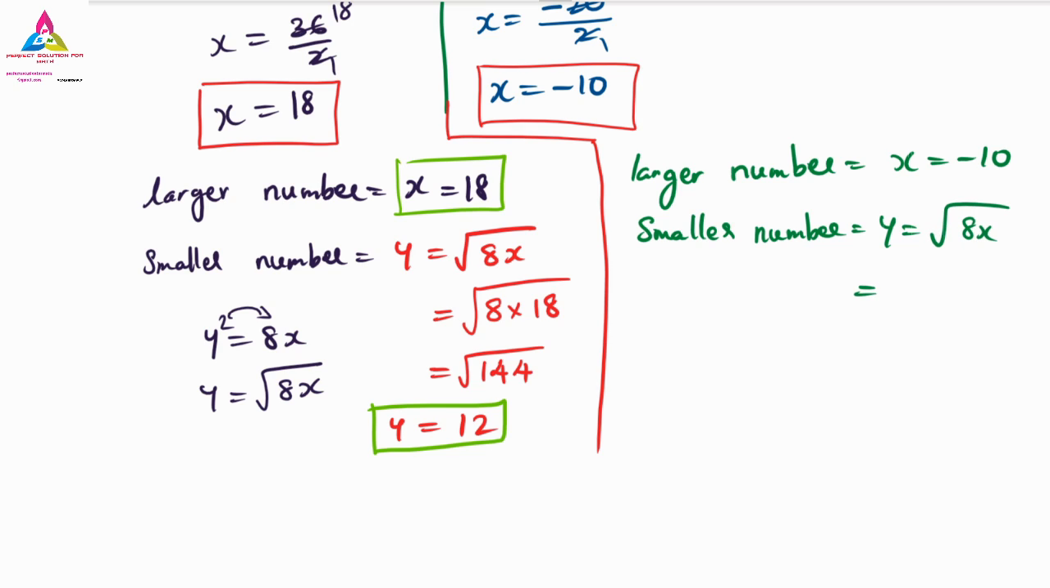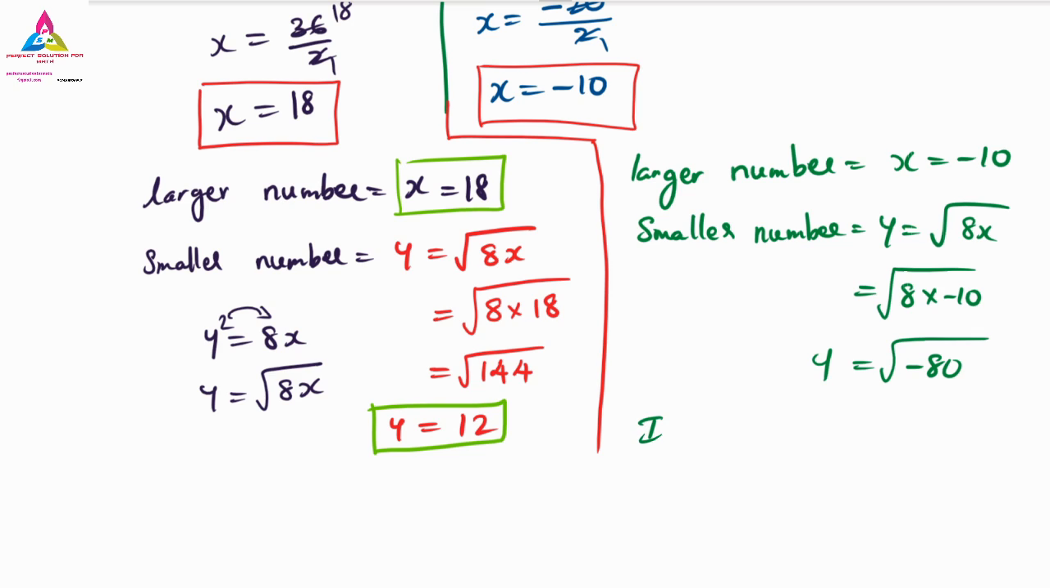Here root 8 will stay as it is, but the x value is minus 10. So here you can see 8 into minus 10 is minus 80. Is minus 80 possible? No, it is not possible. So we are not going to get our answer for x equal to minus 10.